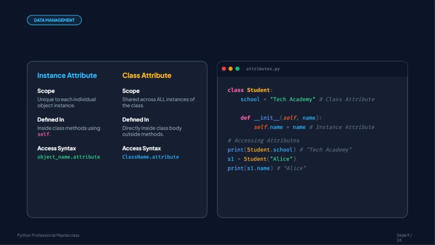Now let's understand the two important types of attributes. The first type is called an instance attribute. These belong to individual objects. The second type is called a class attribute. These are shared by every object created from the class. Let's see both in the coding platform.